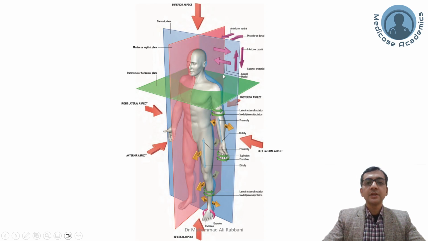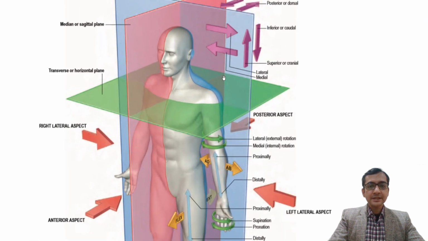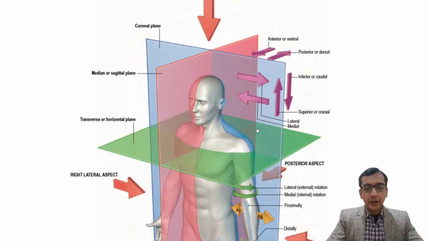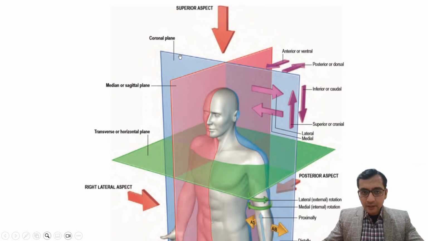And that leaves us with medial versus lateral. Medial versus lateral are movements along the coronal plane. As you move towards the midline, towards the median or sagittal plane, this is medial. As you move away from the midline, this is lateral.